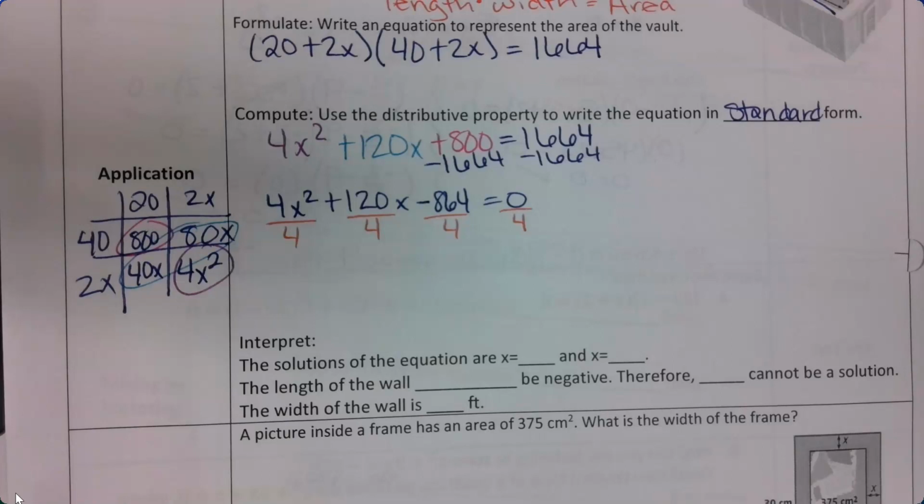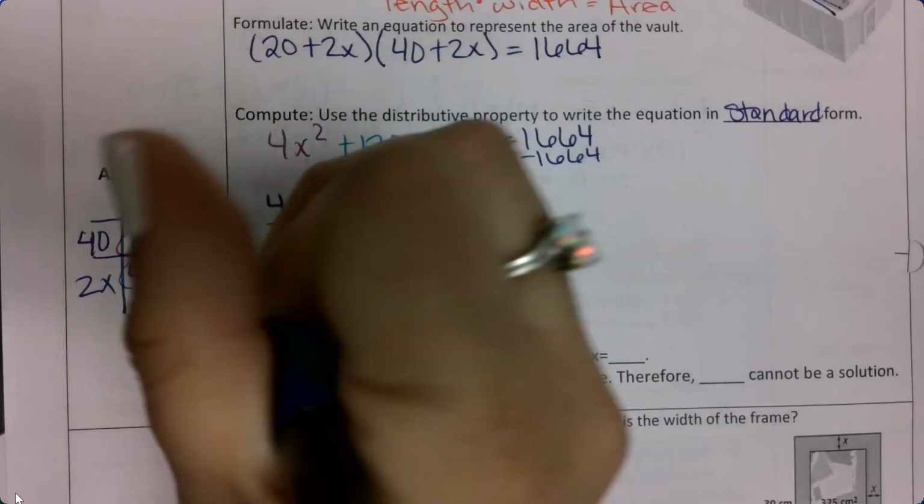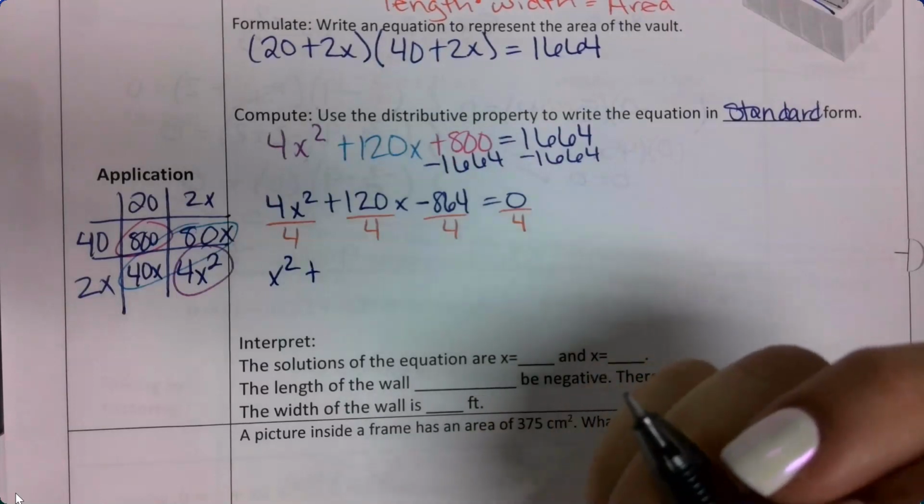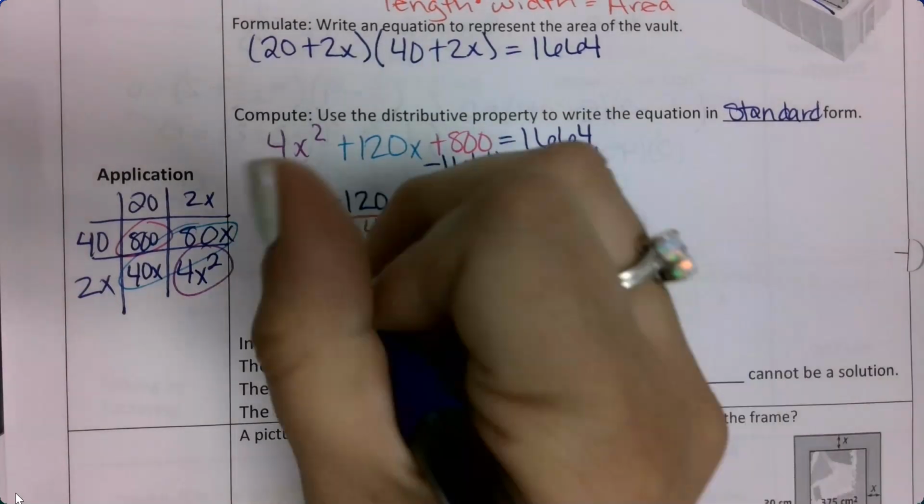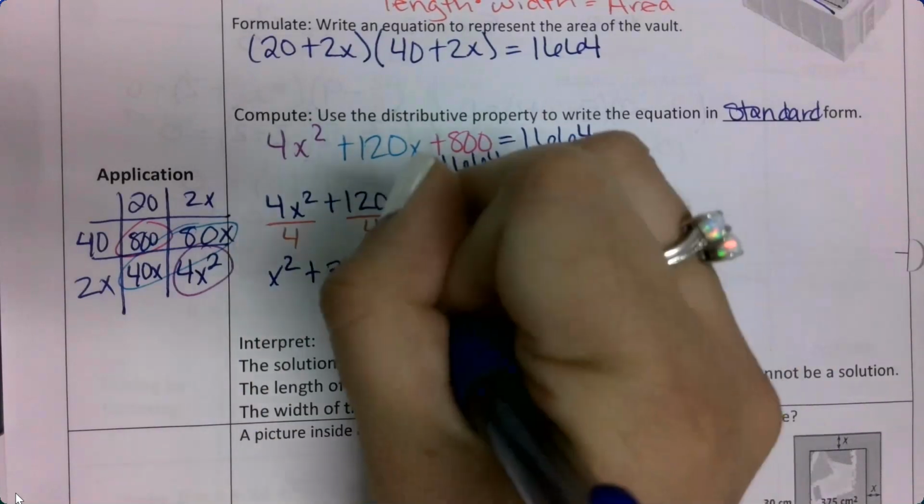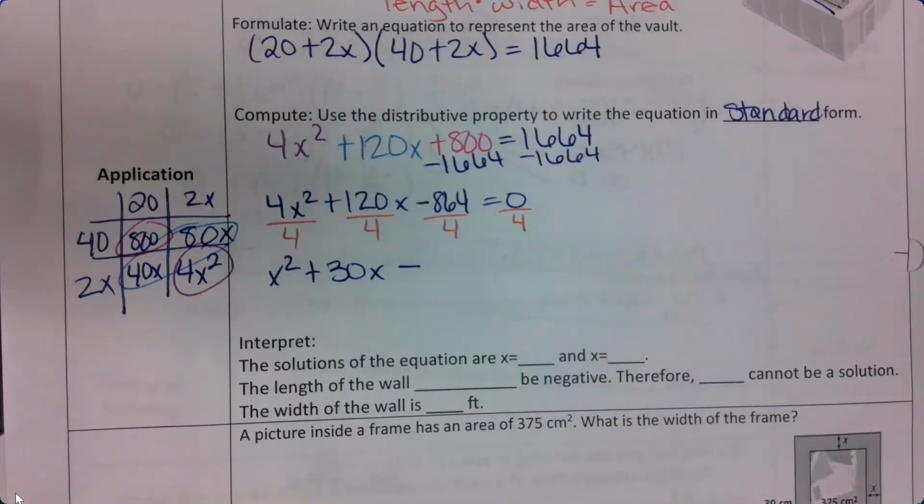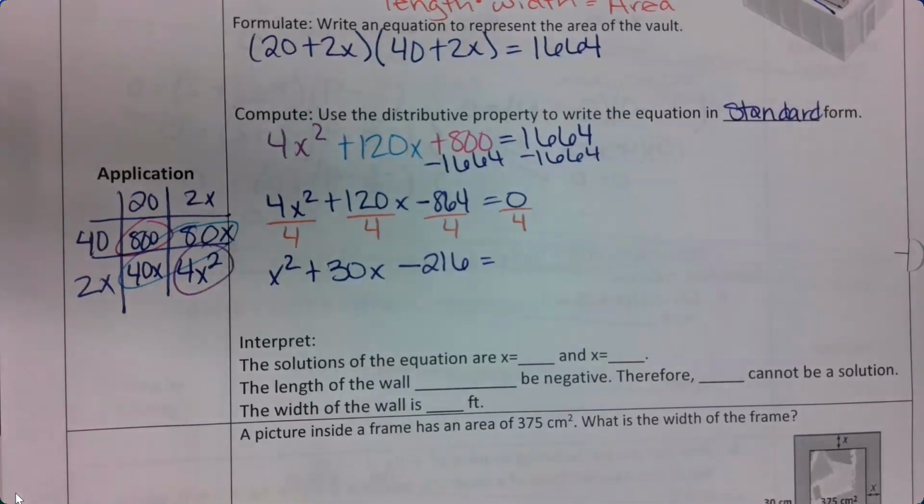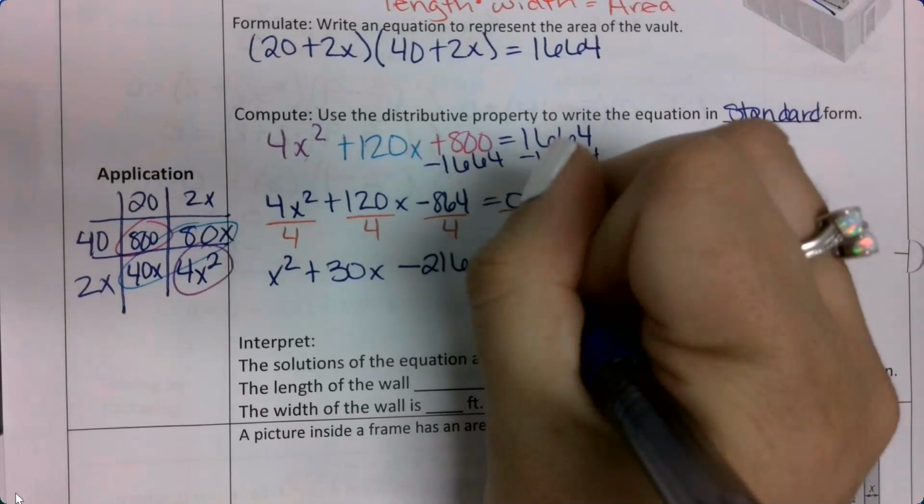So my first term turns into x squared. My second term turns into 30x. And then my last term, negative 216? Okay. And then 0 divided by 4 is 0.